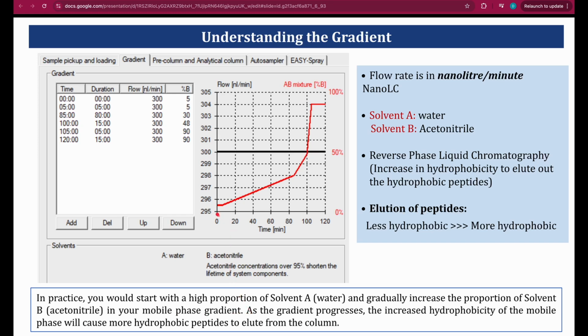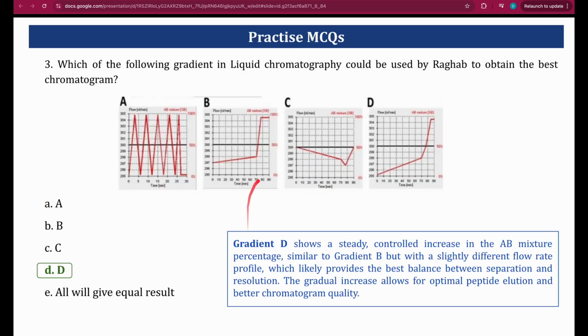So for that you should increase it steadily, and it should not be a straight line, it should be increasing steadily. So this steady increase in the concentration of acetonitrile in the mobile phase will help us to compare among the hydrophobic peptides clearly. Now let's move to the question again. In A we can see there is a zigzag.